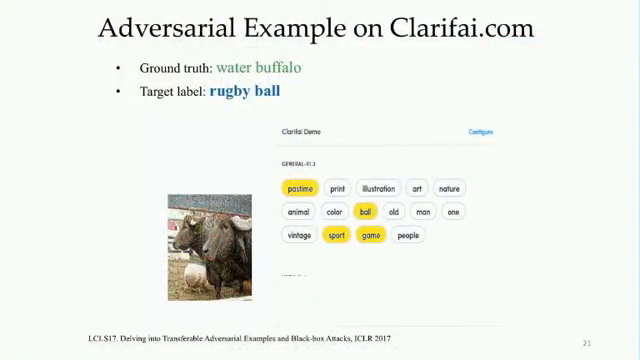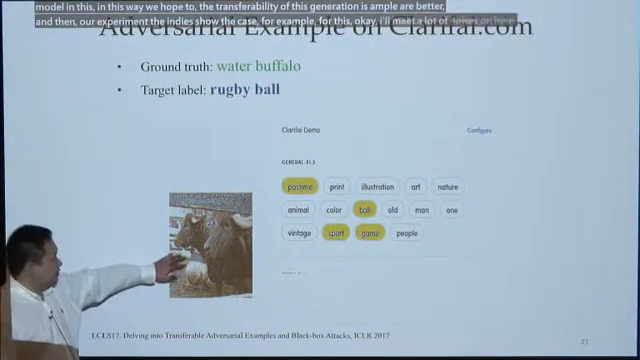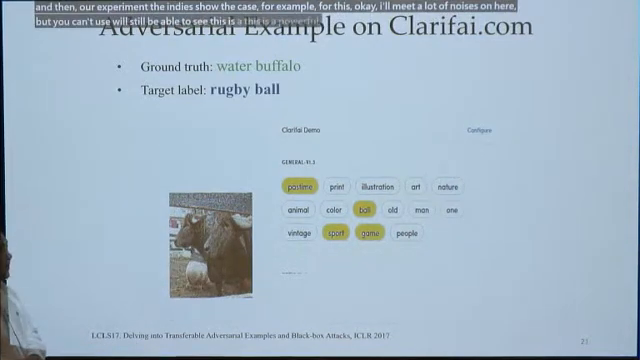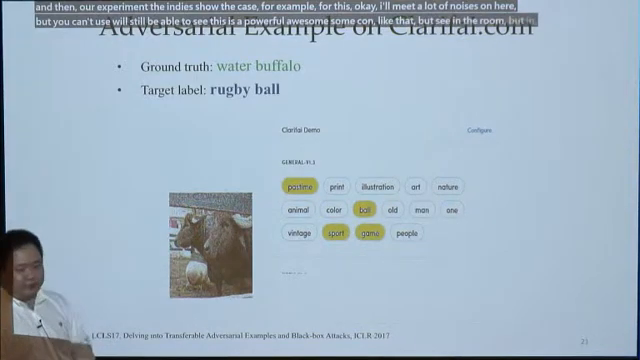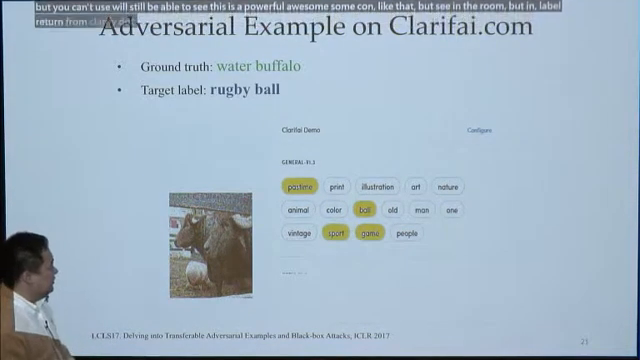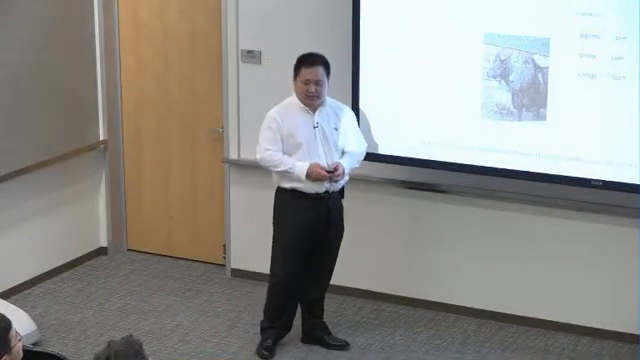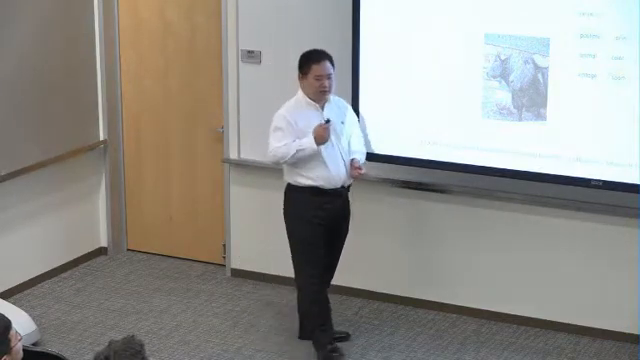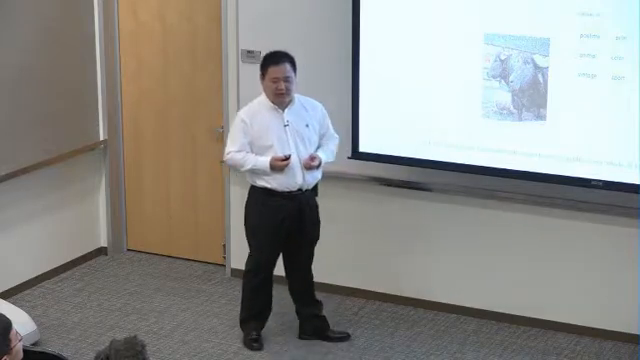For example, for this one, okay, I admit there is a lot of noise here, but you should still be able to see this is a buffalo or something like that. But in the labels returned from clarify.com, we can observe pastime, ball, sport, and games, which are very relevant to the target label that we gave, which is the rugby ball, right? So we say this is a successful targeted attack.